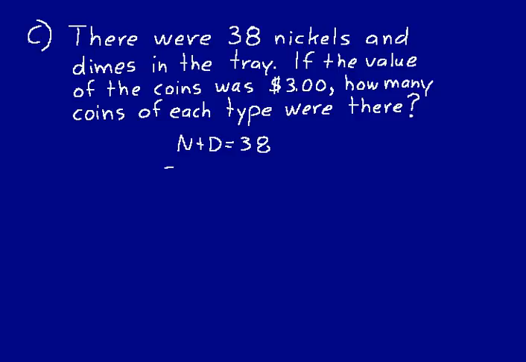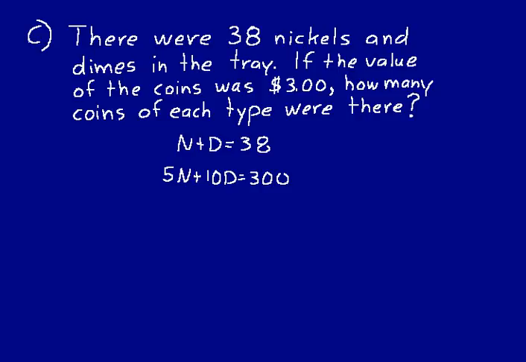And then the second sentence says that their value was $3. So a nickel is 5 cents. So we say 5N. A dime is 10 cents. So we'll say 10D equals 300 cents. Remember, that's real important. Everything needs to be in terms of cents.